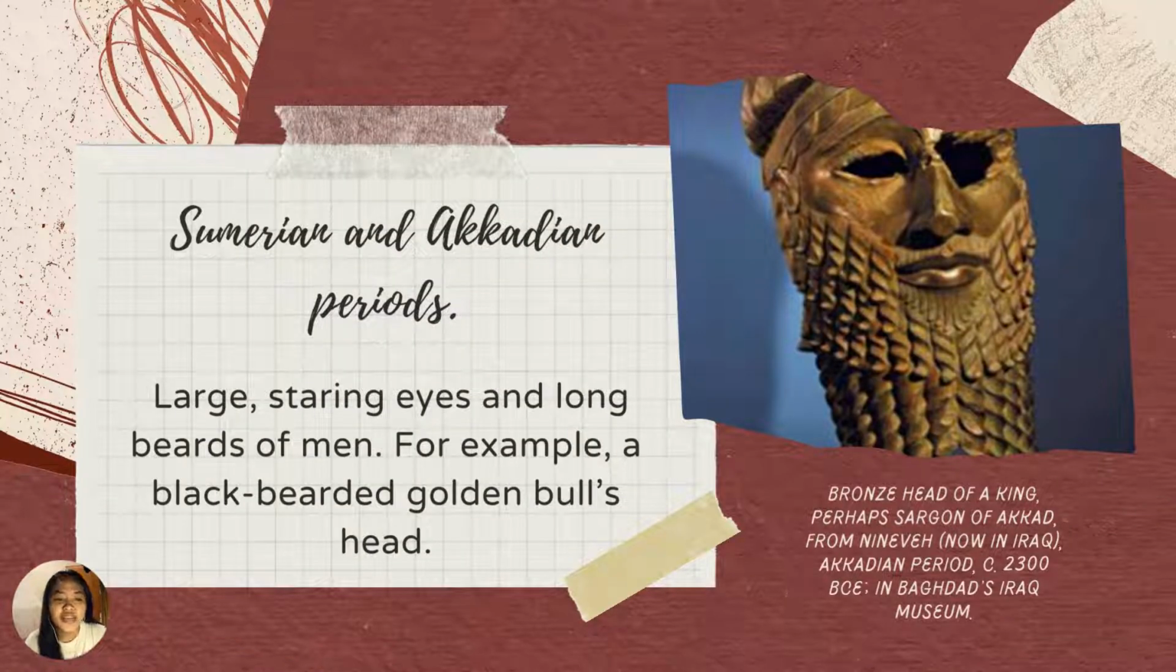In the Sumerian and Akkadian periods, sculptures had large staring eyes and long beards for men. For example, a black bearded golden bull's head. So as you can see in the slide, this is what is being referred to. Bronze head of a king, perhaps Sargon of Akkad, from Nineveh, now in Iraq. This is an example from the Sumerian and Akkadian periods.